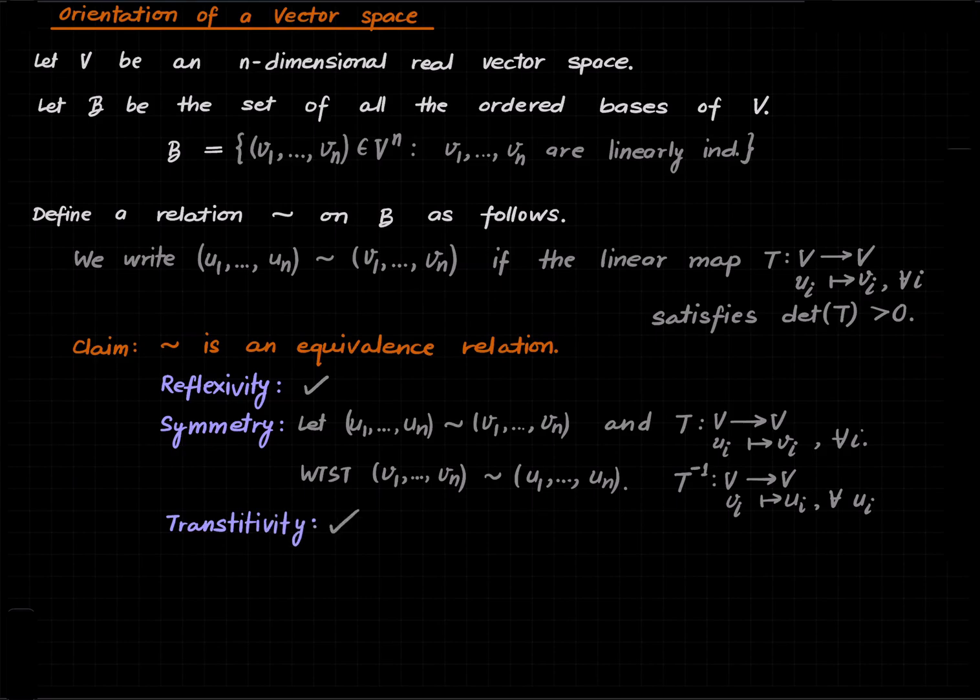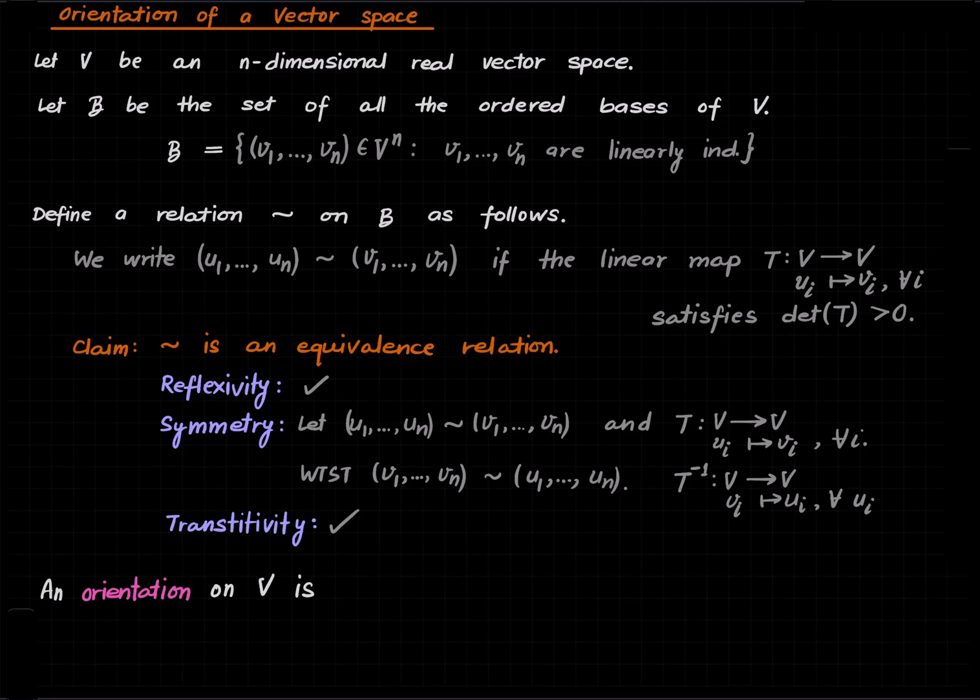All right. So this is an equivalence relation, and an orientation on the vector space V is, well, how many equivalence classes are there? First of all, let's talk about how many equivalence classes are there. It is an equivalence relation. So the set of all the ordered bases would be partitioned into equivalence classes. The thing is, there are only two equivalence classes. Either the determinant of this map would be positive or it would be negative. There are only two possibilities.